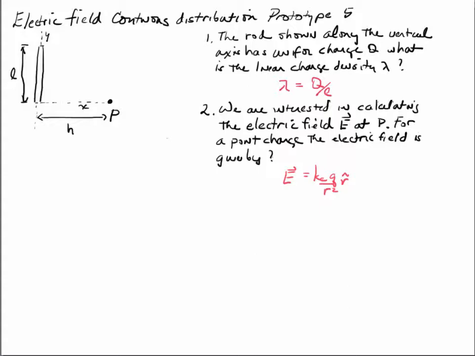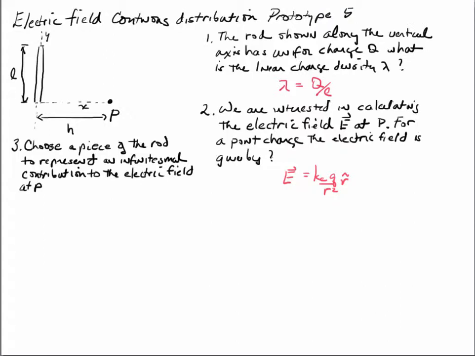And of course, for a simple point charge, E is given by K sub E Q over R squared times R hat. Now choose a small element of the rod to represent an infinitesimal contribution to the electric field at P. That's essentially a point charge. We're going to treat it as a point charge. So take a moment and choose your element.